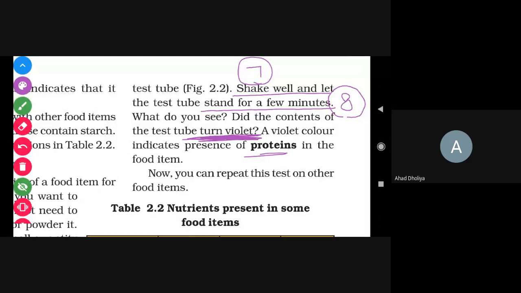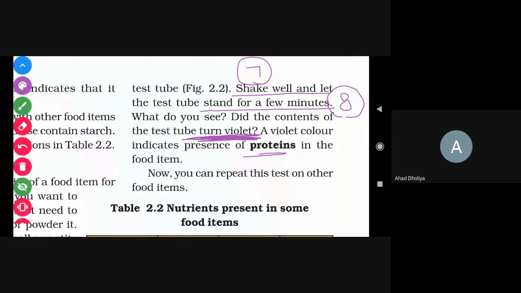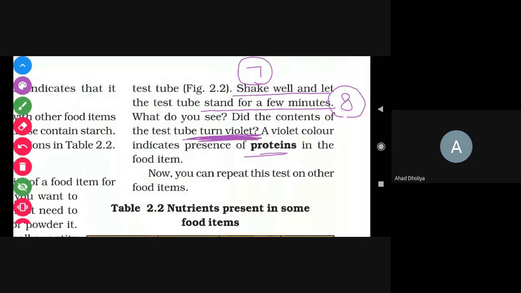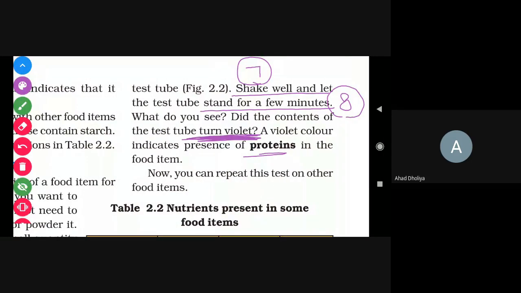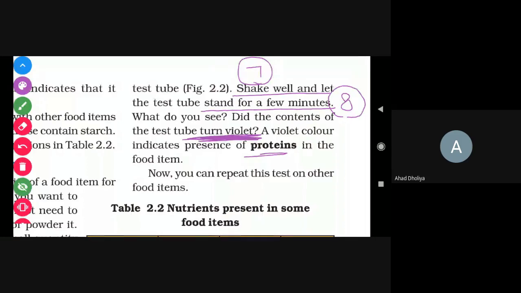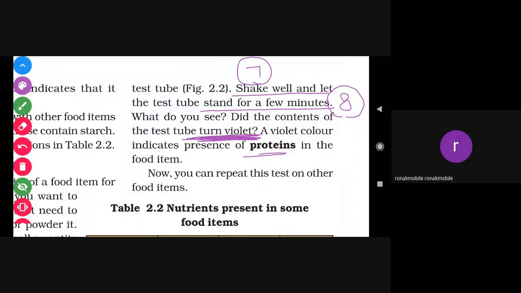Okay. I want you to explain the test for proteins. Yes, Hassan.